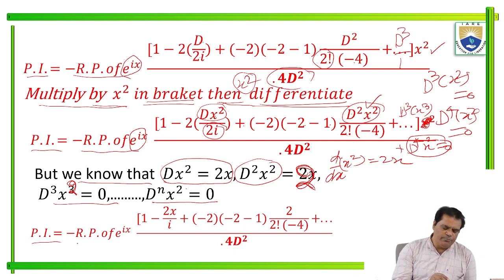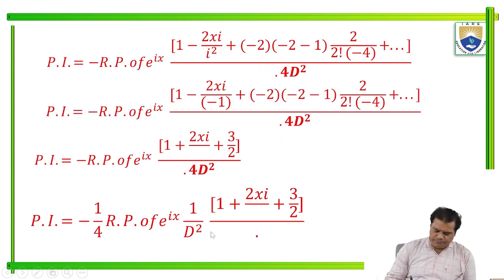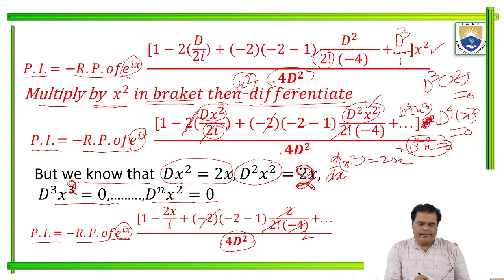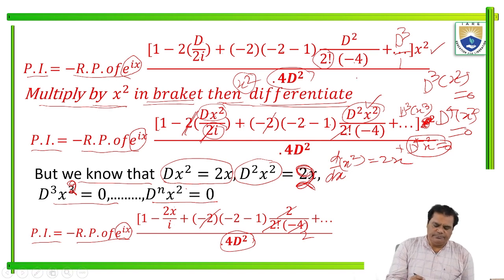So the particular integral is minus Rp of e to the power ix upon 4d square, 1 minus 2, here d square 2x. The 2 cancels, so we get 2x upon i. Minus 2, this factorial 2 cancels. Here is plus 3, the 2 cancels. Minus 3 plus 3 here. The 2 cancels. Minus plus 3.